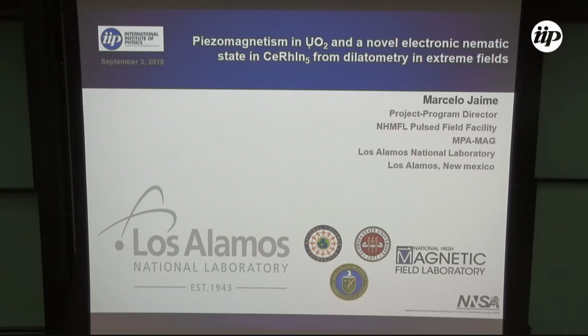So let me go ahead and tell you about piezomagnetism in uranium dioxide, and also some electronic nematic state in a metal, which is cerium, rhodium, indium-5. So we have my talk split in two, one for an insulator and one for a metal. They have very, very different properties.